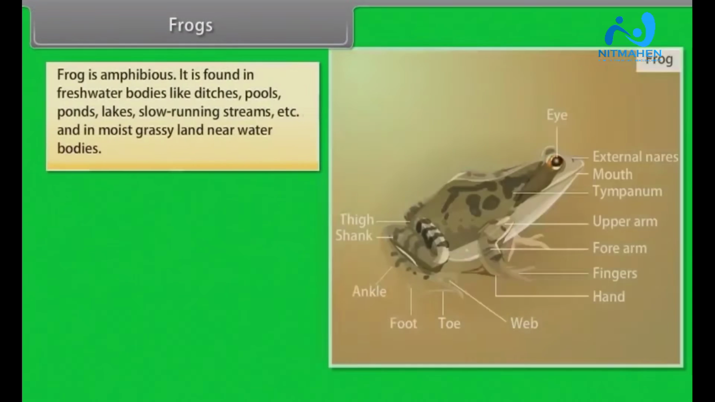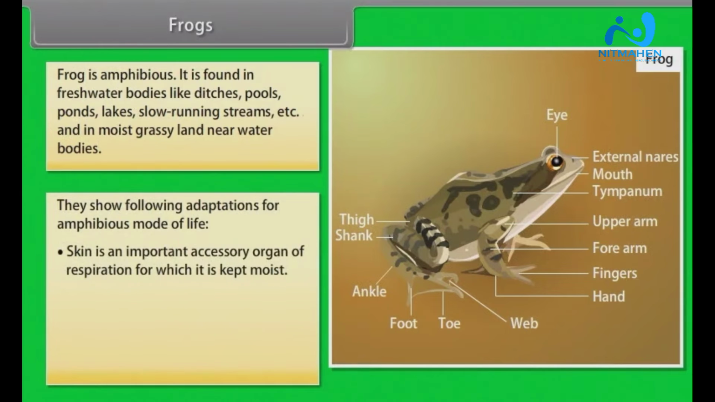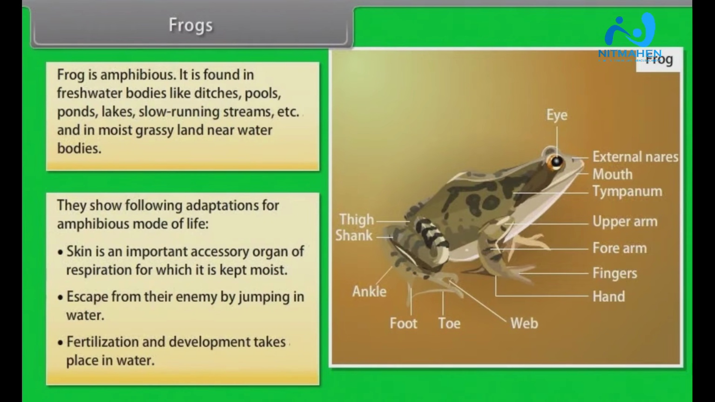Frogs. Frog is amphibious. It is found in freshwater bodies like ditches, pools, ponds, lakes, slow-running streams, etc., and in moist grassy land near water bodies. They show following adaptations for amphibious mode of life. Skin is an important accessory organ of respiration, for which it is kept moist. Escape from their enemy by jumping in water. Fertilization and development takes place in water.